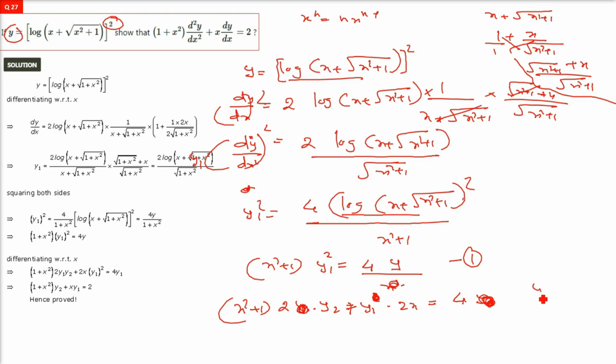As I just suggested, you have divided everything by 2y1, so I am eliminating the 2 also. In the answer it is 2. So that is how I got the idea. Next one is 1 plus x square, and this is d2y by dx2, y2 is d2y by dx2, y1 is dy by dx, then you have x here and 2. So this square is the only thing which you need to understand.